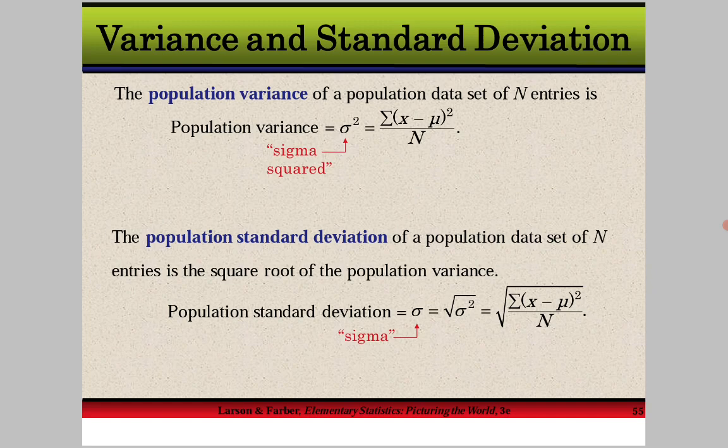The population standard deviation of a data set of capital N entries is the square root of the population variance. What is the standard deviation, or SD? Standard deviation is the square root of sigma square, that is the square root of sigma x minus mu whole square by capital N. Standard deviation is represented by sigma, and variance is represented by sigma square.